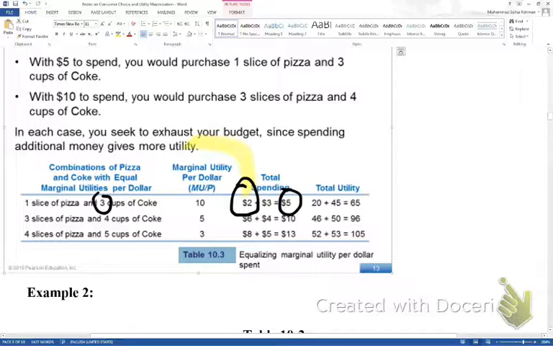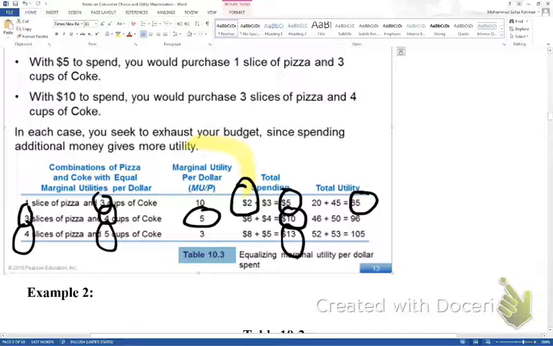If you go back to the previous table, which you can do later on, you can see the total utility from buying this is going to be 65. You can similarly calculate the cost of buying 3 slices of pizza and 4 cups of Coke, where the marginal utility per dollar is 5. You will see that the total expenditure is 10. You can also calculate the total spending on buying 4 slices of pizza and 5 cups of Coke, where the marginal utility per dollar was 3, and the total expenditure is 13.